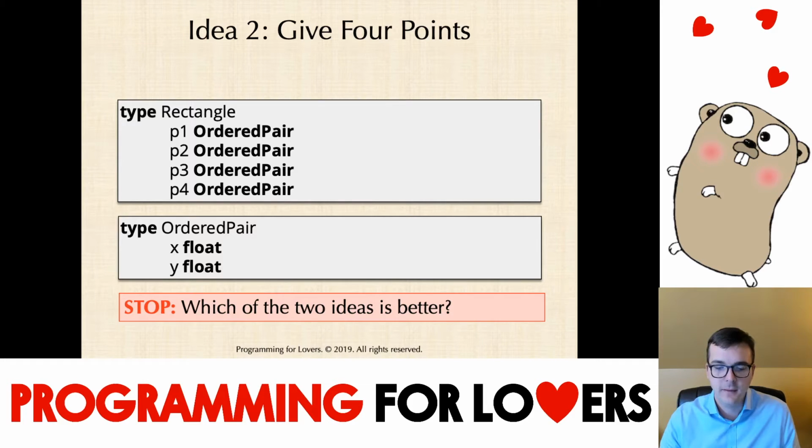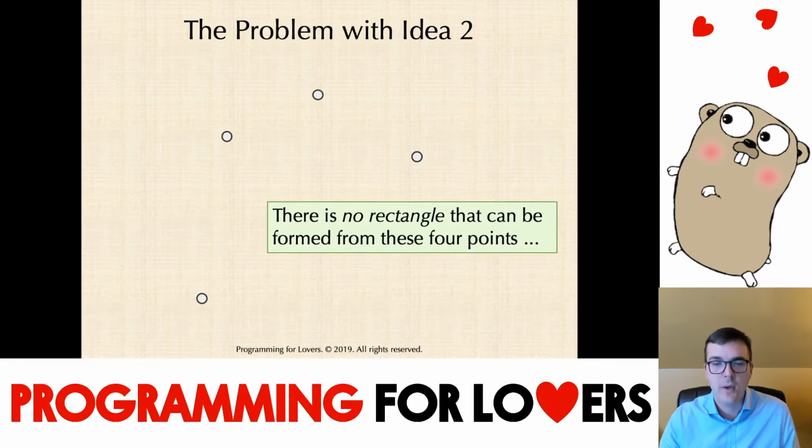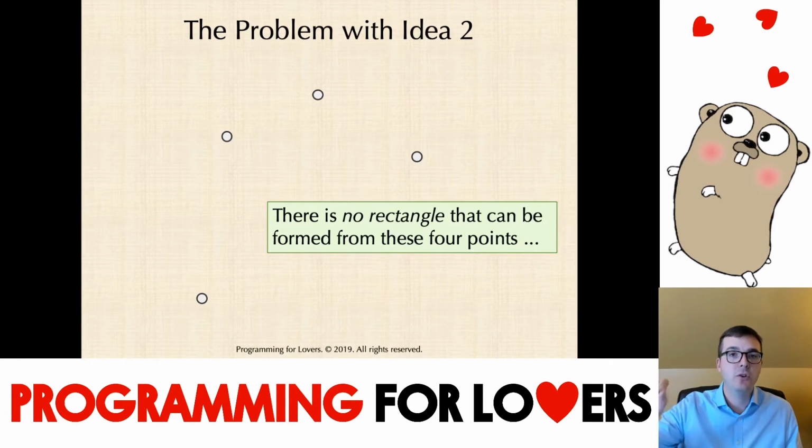Turns out there is. So idea 2 has a flaw. And that flaw is that I could put 4 points in the plane and break this rectangle. There is no rectangle that can be formed from these 4 points. And if I tried to join them in the natural way to form a quadrilateral, I would be claiming that something is a rectangle that isn't a rectangle.